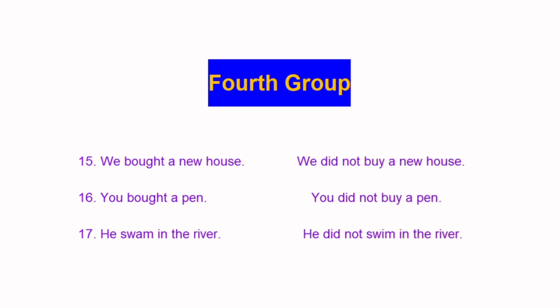Fourth group. We bought a new house. We did not buy a new house. You bought a pen. You did not buy a pen. He swam in the river. He did not swim in the river.